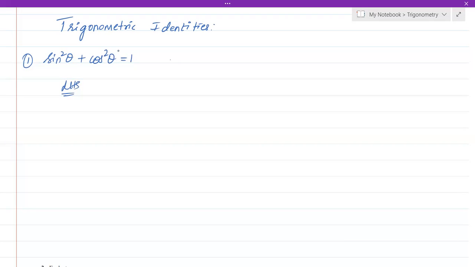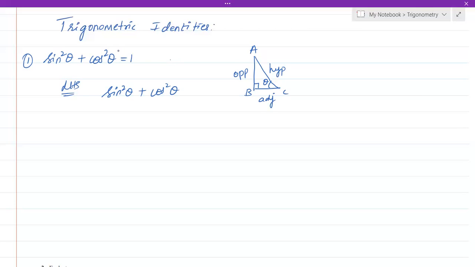So what is the LHS? Sine square theta plus cos square theta. Let's take a right angle triangle. Let's say it is A, B, C. This is 90 degree. Let's say C is theta. Now we know that opposite to 90 degree is hypotenuse and opposite to the given angle is the opposite side, and the other one that is left out is the adjacent side.